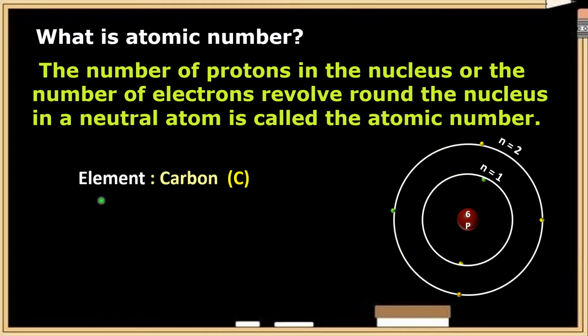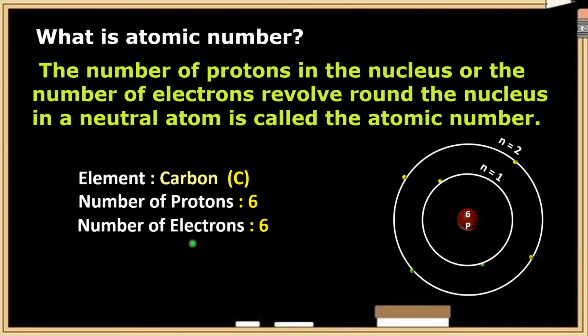It is nothing but carbon. Carbon, its nucleus has 6 protons and 6 electrons revolve around the nucleus, and the number of protons in the nucleus is 6 and the number of electrons revolving around the nucleus is also 6 and the atomic number is 6. Okay, so the atomic number is nothing but the number of protons present in the nucleus or the number of electrons revolving around the nucleus in a neutral atom, isn't it?